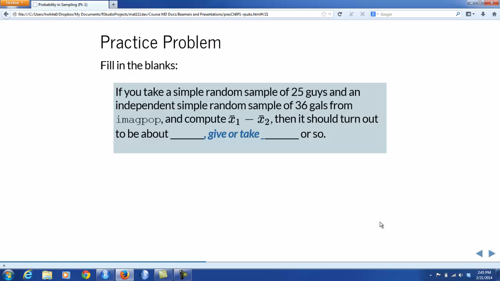Let's stop for a practice problem here. It's a fill-in-the-blanks problem. If you take a simple random sample of 25 guys and an independent simple random sample of 36 gals from MatchPop, and you compute x1 bar minus x2 bar, then it should turn out to be about something, give or take something else. And we'd like to fill in these two blanks.